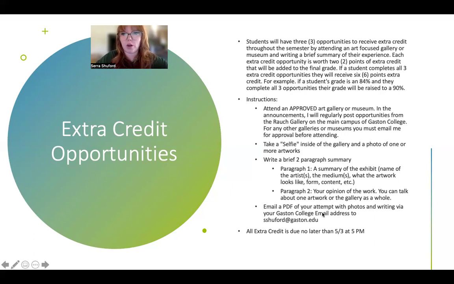Email a PDF of your work with photos and writing via your Gaston College email address and send it to my email address. I have a column in the grade book that says something like extra credit museum visits. So if you submit one of those, you should see 2 points in that column, and that'll automatically bump your grade up by 2 points.